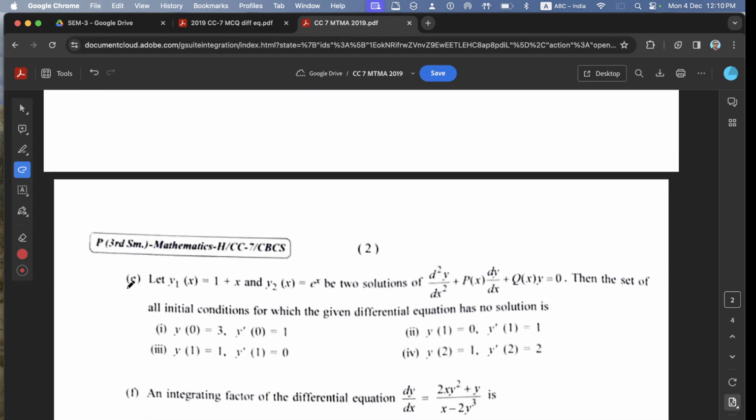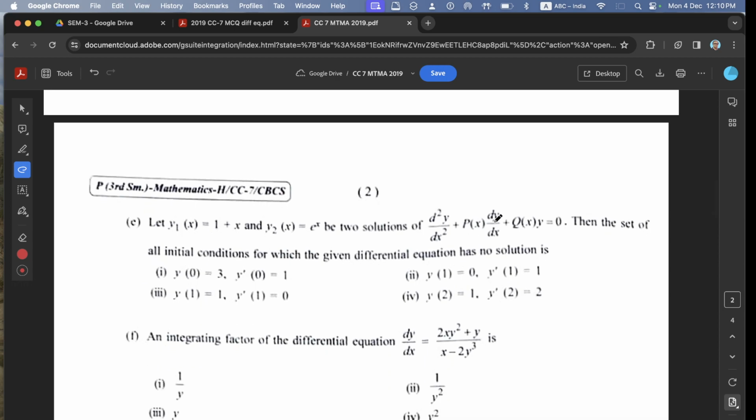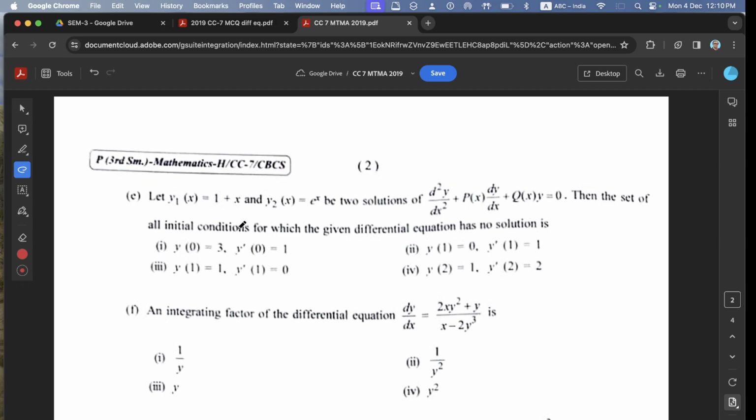Next question E. Let y1(x) equal to 1 plus x and y2(x) equal to e to the power x be two solutions of d2y/dx square plus p dy/dx plus qy equal to 0. Then the set of initial conditions for which the given differential equation has no solution is this.